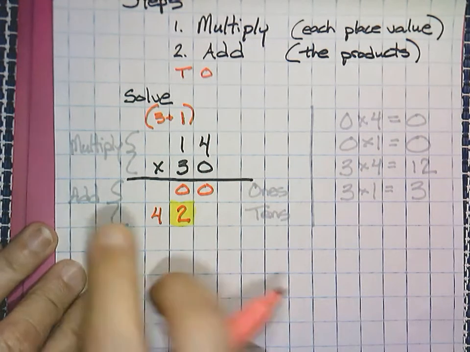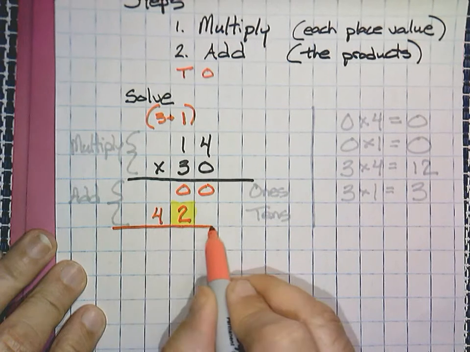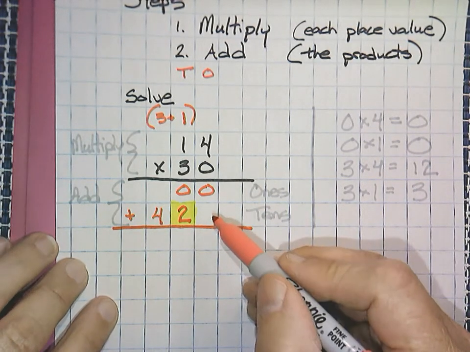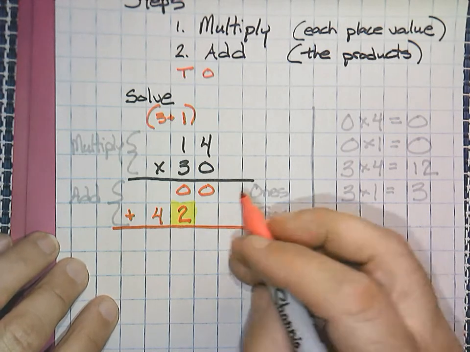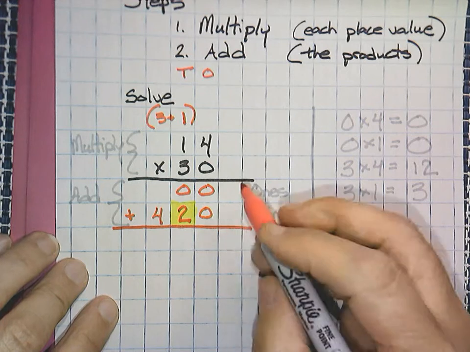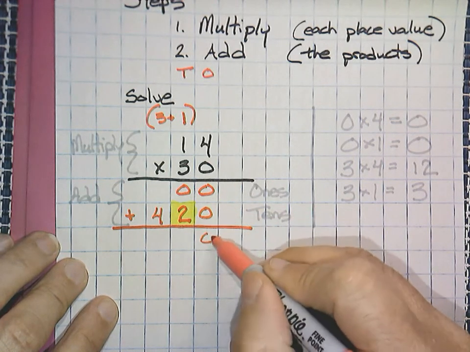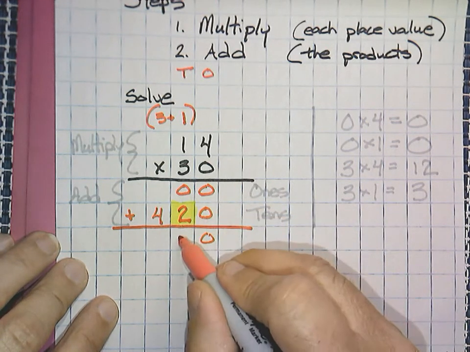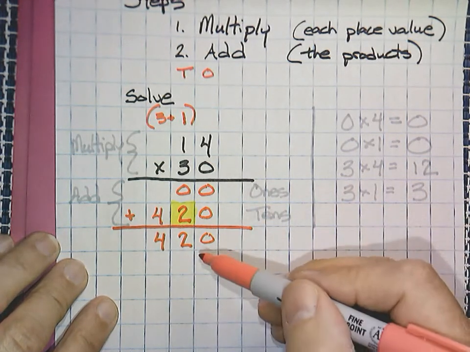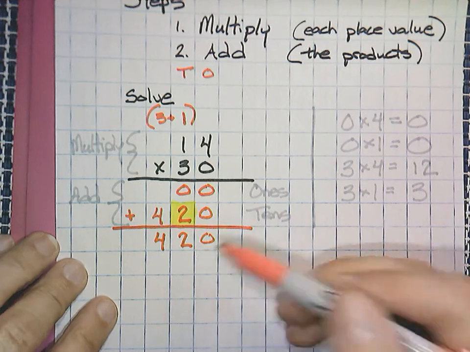Then our second step is to add. Now, we have this number here. Well, nothing in math is empty, right? So you can just add that placeholder. 0 plus 0 is 0. 0 plus 2 is 2. And finally, our product is 420.